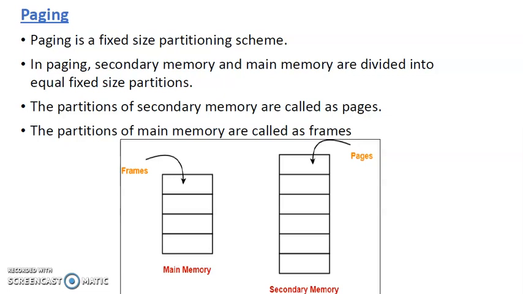In paging, the secondary memory and the main memory are divided into equal fixed size partitions. The partitions of secondary memory are called pages, and the partitions of main memory are called frames. This is the difference between pages and frames. When we divide the secondary memory, it forms the pages, and when we divide the main memory, it forms the frames.